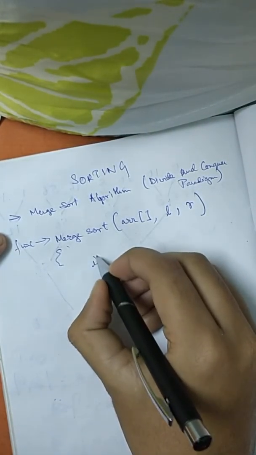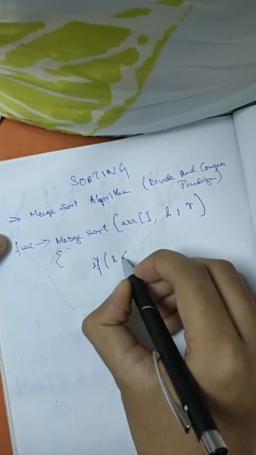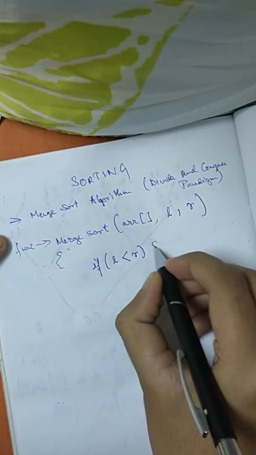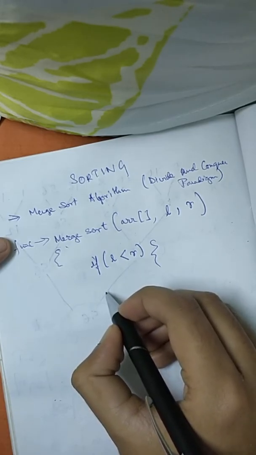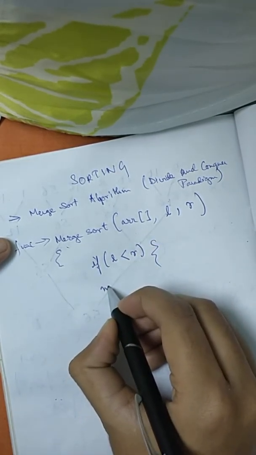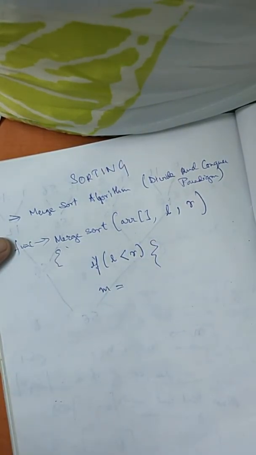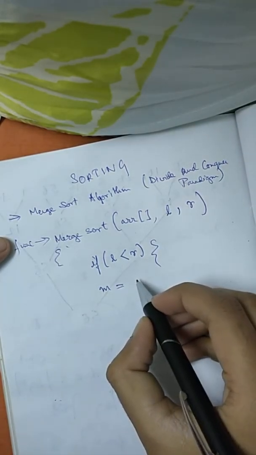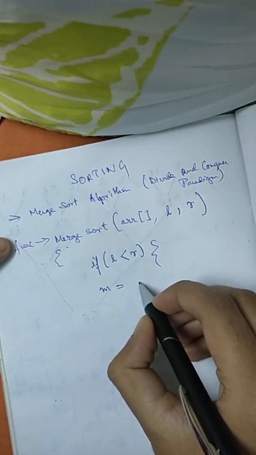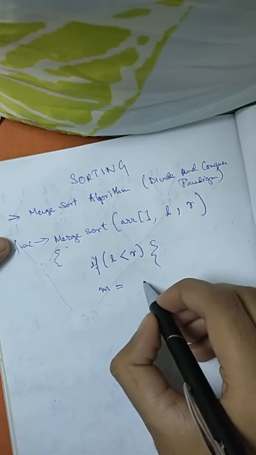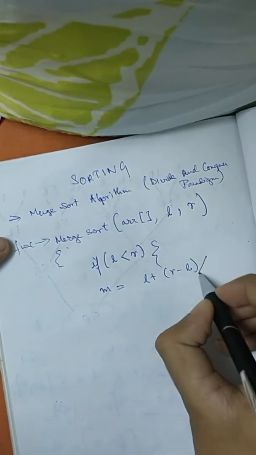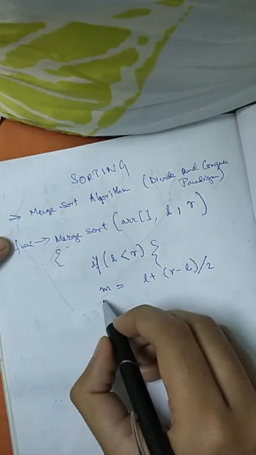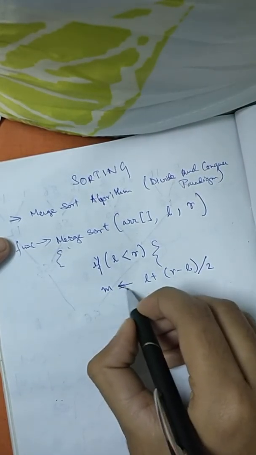So if L is less than R, then we'll do this. If L is less than R, then find some M. M will be equal to the middle element, so L plus (R minus L) by 2. Okay, this is M.